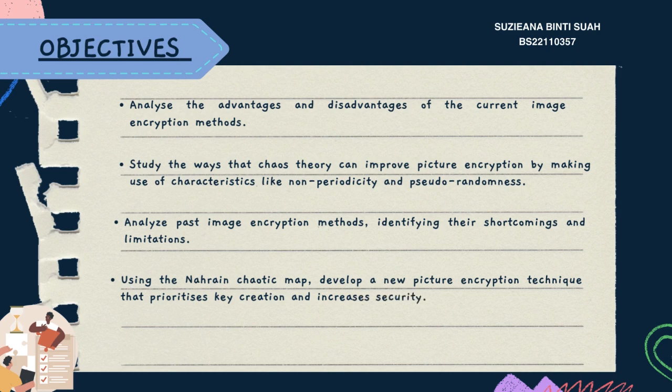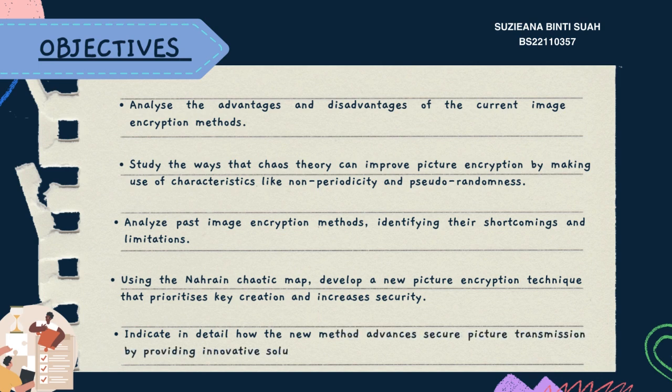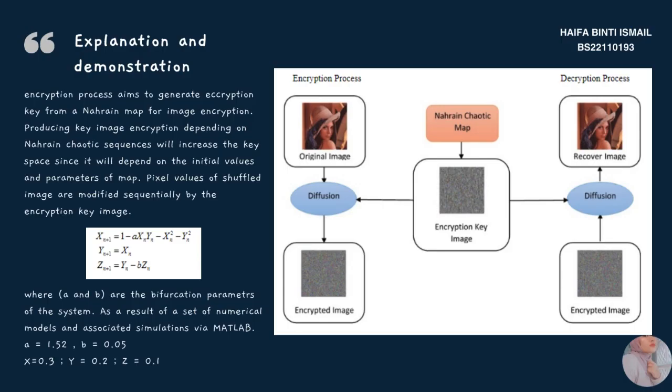And the last one is to indicate in detail how the new method advances secure picture transmission by providing innovative solutions to current issues. Explanation and demonstration. The encryption process aims to generate an encryption key from a Narain map for image encryption. Producing the key image encryption depending on the Narain chaotic sequence will increase the key space, since it will depend on the initial values and parameters of the map. Pixel values of the shuffled image are modified sequentially by the encryption key image.